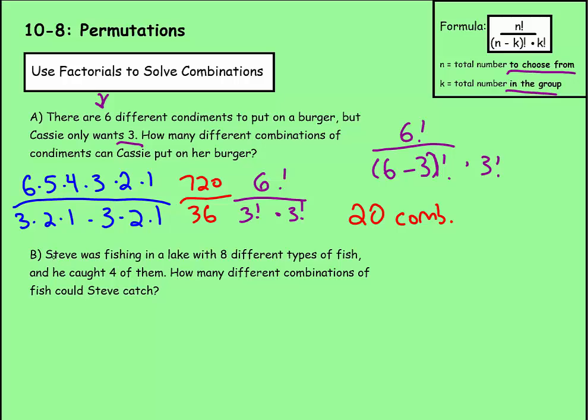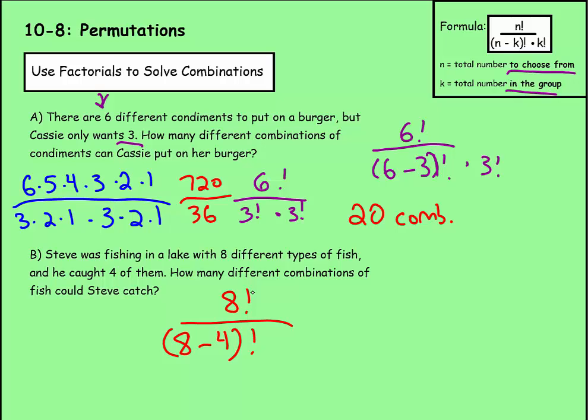Now we have this example. Steve was fishing in a lake with 8 different types of fish, and he caught 4 of them. How many different combinations of fish could Steve catch? So using our formula here, the factorial of n, so n is the number that we can choose from. He has 8 total types of fish to catch, so we'd have a factorial of 8. Now it's over n minus k. Well, n was 8, minus k is the total number in the group. He can catch 4 in his group.